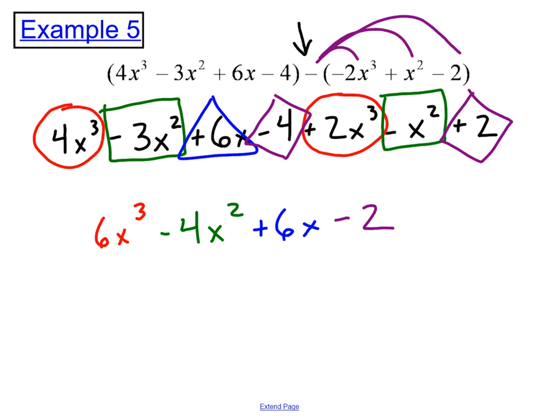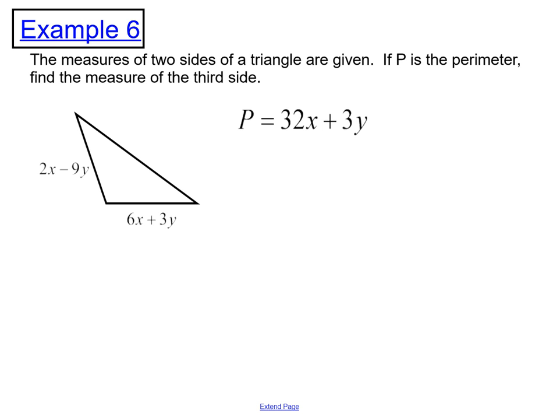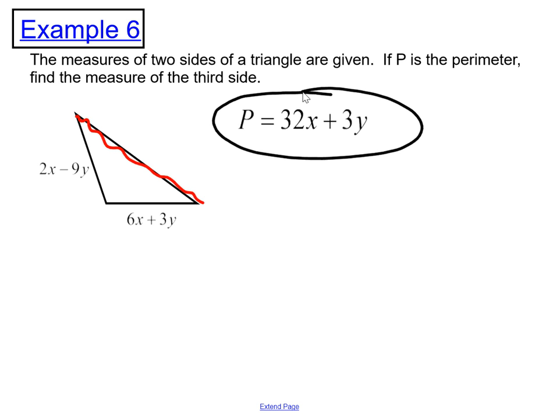Let's go ahead and look at our last example here. It says the measure of two sides of a triangle are given. If the perimeter is P, find the measure of the third side. So basically, we want to try and figure out how long this third side has to be. We know the other two sides, but we need to figure out the third side. And remember, to find perimeter, we add all our sides together, which would give us our perimeter, which is right there. So I know that this side plus this side plus this side has to equal my perimeter. So that's what I'm trying to do here.